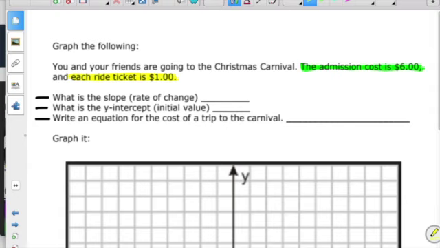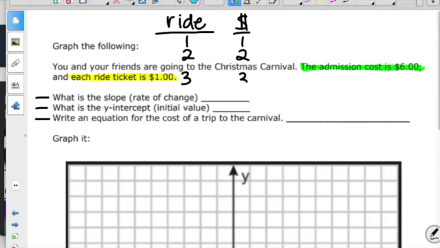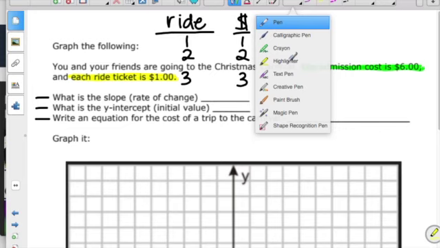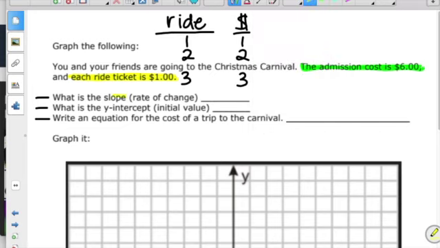But what will change is the amount of money you spend on the rides. It says each ride ticket is $1. So if you go on one ride, the amount of money you would spend would be $1. If you go on two rides, the amount of money you spend would be $2. If you go on 3 rides, you'd spend $3. So as the number of rides changes, so does the amount of money spent. So that is our slope, or the rate of change. Okay, so we're going to put a 1 on that line.